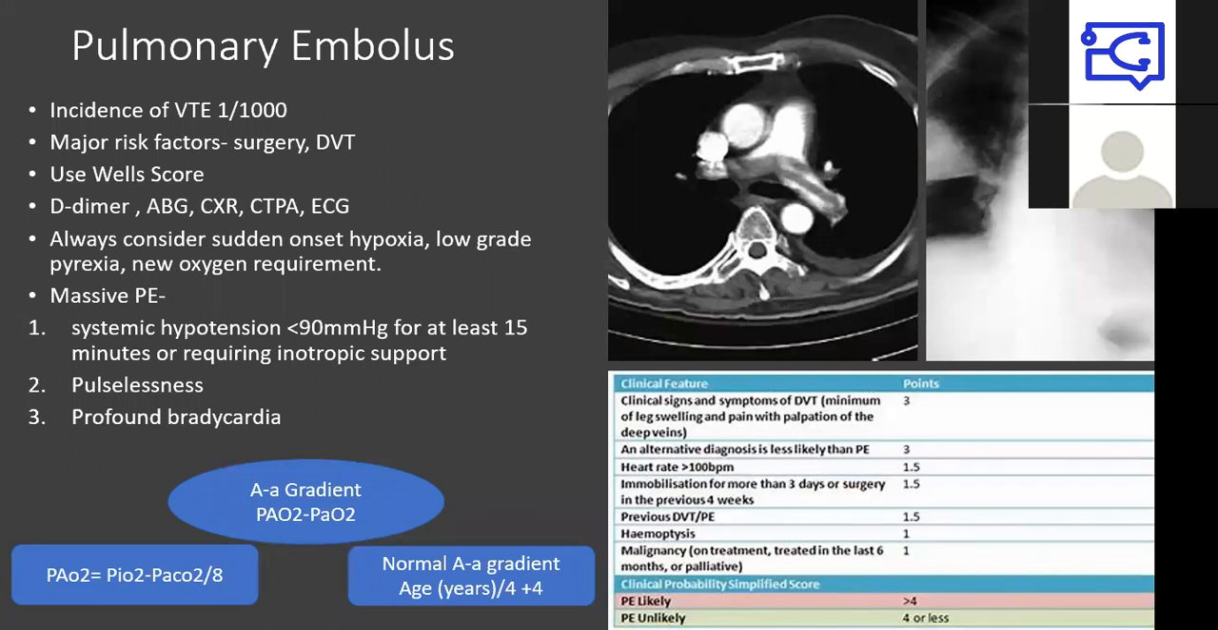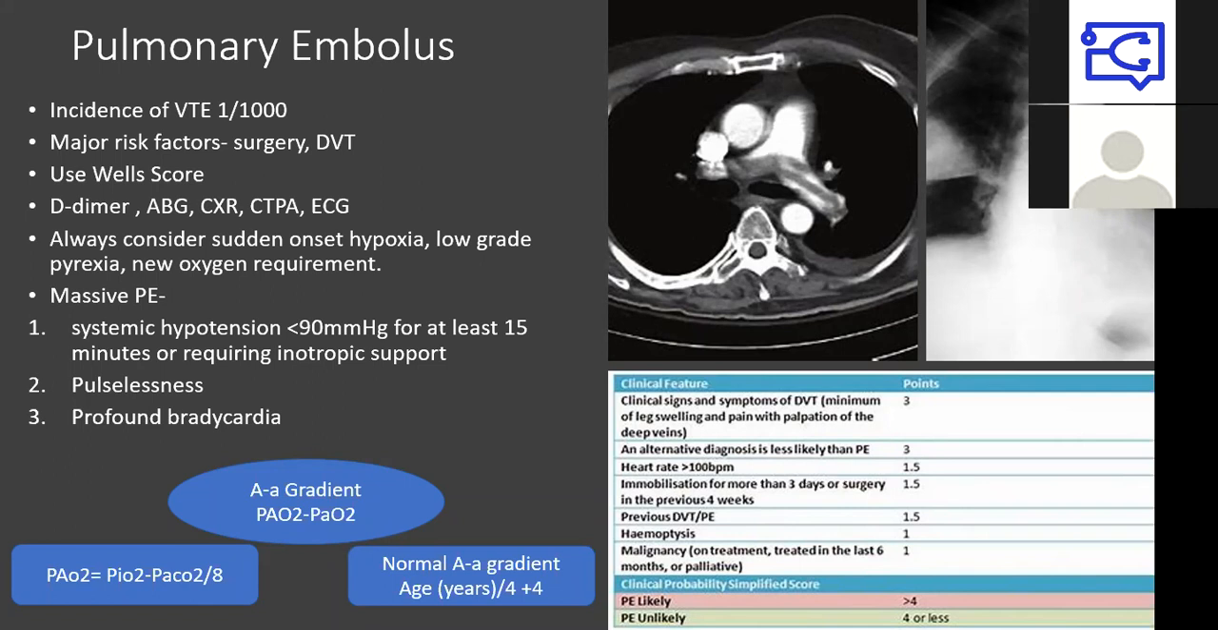Now, in terms of massive PE, that's what we're showing in the scans above. Massive PE can be shown in that CT. You can see that black substance there. If you've got bilateral, this is a saddle PE. This is blocking both of the pulmonary arteries, and this is very, very serious.